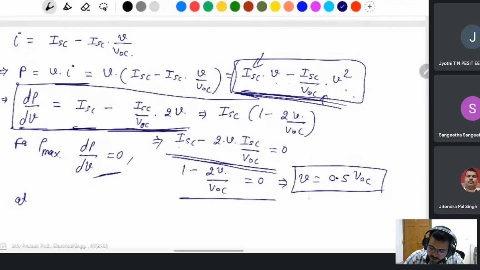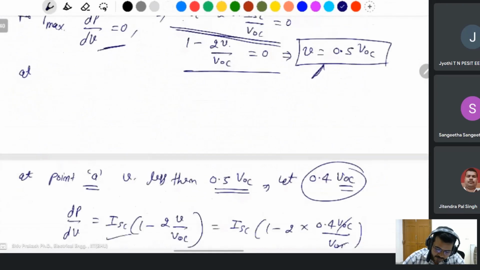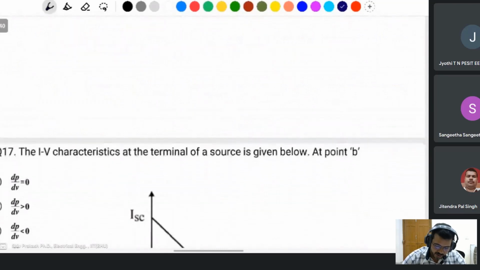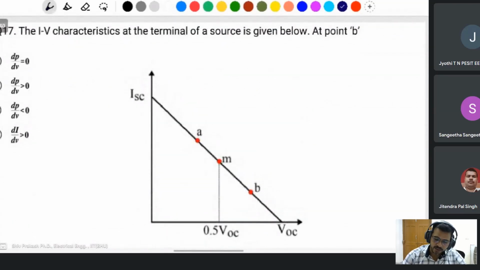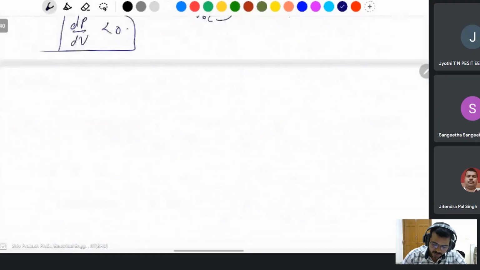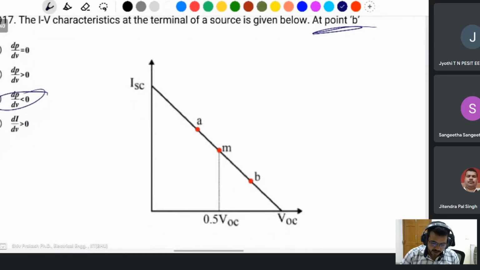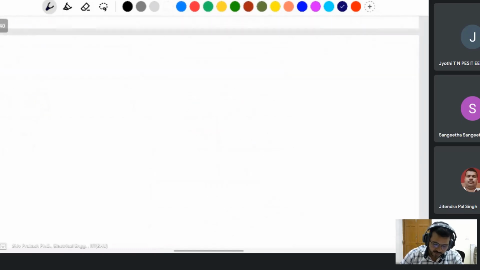Then find the voltage in terms of VOC. Same thing for point B is less than 0. I think the next question is for the point B less than 0. This is the current characteristic that is given. That's why we should calculate all of them.